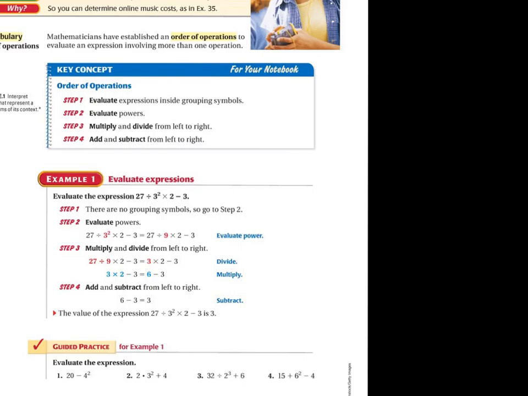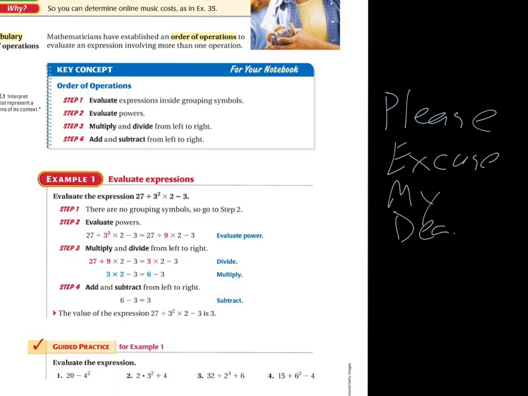Okay, so the way that we've always learned in the U.S. to keep these in order is please excuse my dear Aunt Sally. Okay, so that's our way of remembering this: please excuse my dear Aunt Sally.